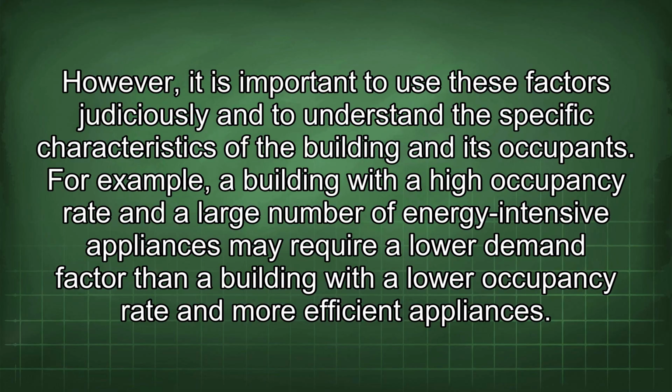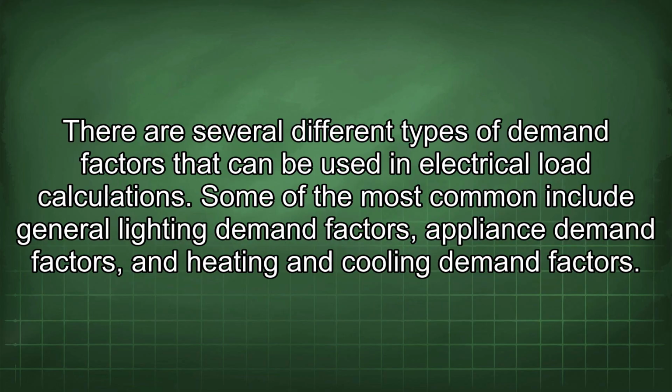However, it is important to use these factors judiciously and to understand the specific characteristics of the building and its occupants. For example, a building with a high occupancy rate and a large number of energy-intensive appliances may require a lower demand factor than a building with a lower occupancy rate and more efficient appliances. There are several different types of demand factors that can be used in electrical load calculations. Some of the most common include general lighting demand factors, appliance demand factors, and heating and cooling demand factors.